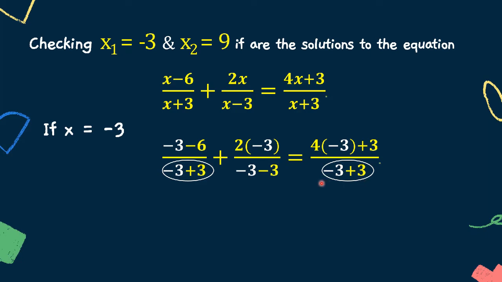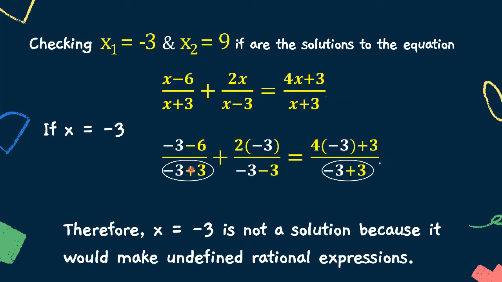Take note that in a rational expression, the denominator must not be equal to 0 para hindi siya maging undefined. So, therefore, we can conclude that negative 3 is not a solution because it would make some rational expressions undefined. Again, bawal, isa sa mga rules sa rational expression na maging 0 ang denominator. Here, negative 3 plus 3 is already 0. That will make it undefined. Also sa kabilang side, negative 3 plus 3 is already 0 and it is already undefined.